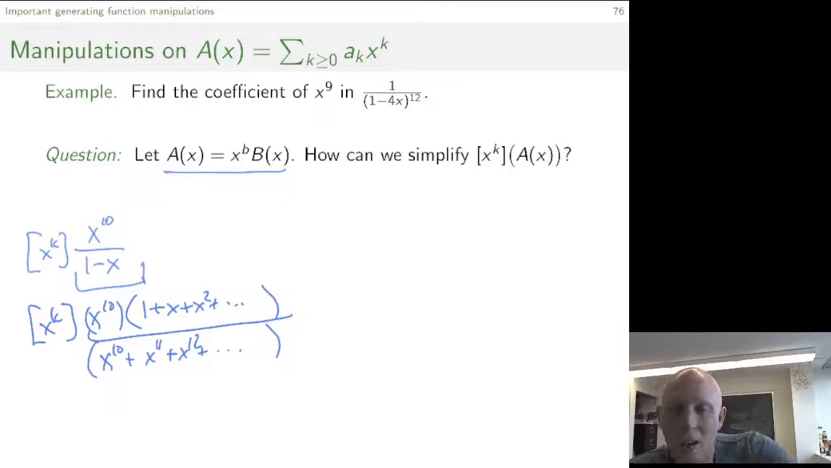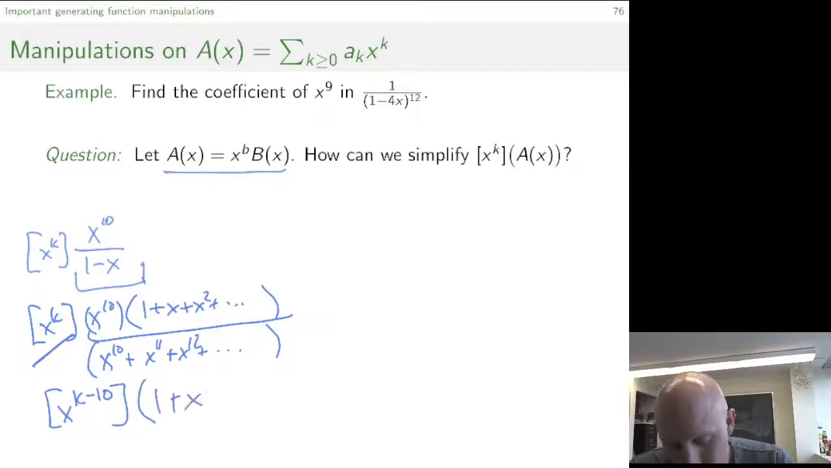We can see that all of these exponents have been shifted by a factor of 10. So if we're looking for maybe x to the 15th of this, it's kind of like we shifted 10 units one way, and then we want to shift now 10 units back. So in other words, what we would say is, oh, well, this is going to be x to the k minus 10 of 1 plus x squared plus dot dot dot.